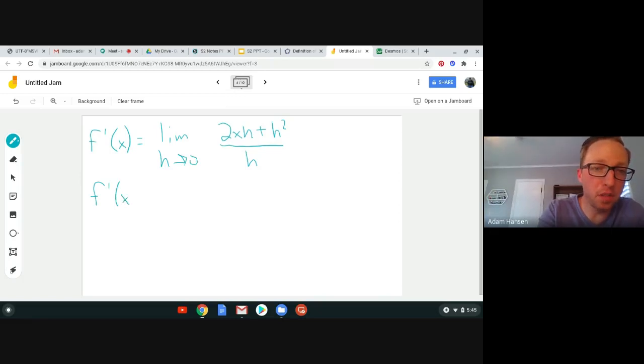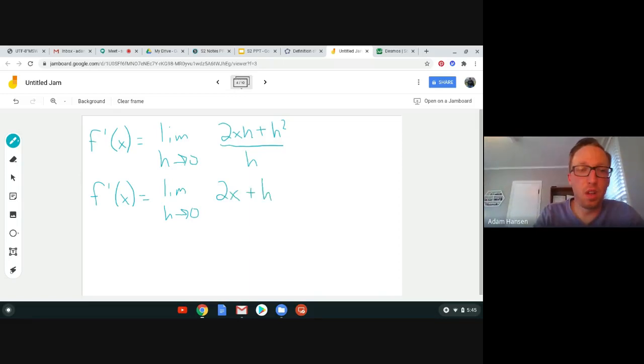F prime of x equals the limit as h goes to 0 of 2x plus h. I divide an h out, so that h is gone. That h is gone. And h squared, I can cancel out one of the two h's.